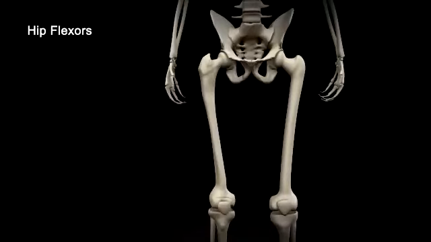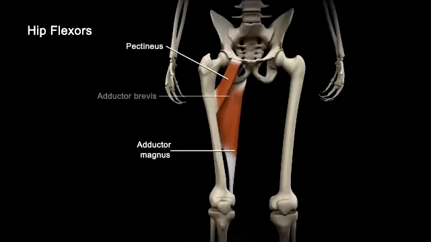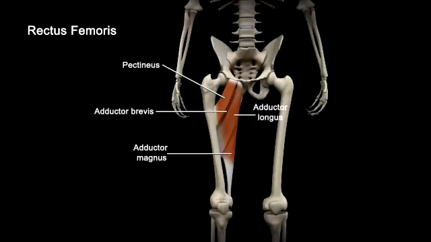Many muscles adduct and flex the hip. These include the pectineus, the adductor magnus, adductor brevis, and adductor longus. Another muscle, the rectus femoris, flexes the hip but also affects the knee joint. The muscle originates on the iliac spine and inserts on the tibial tuberosity.